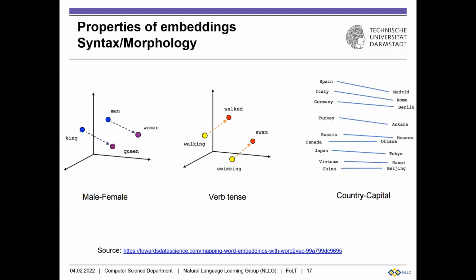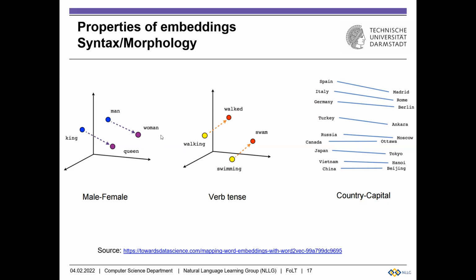We also see the properties of syntax or morphology. Let's look, for example, at verb tense. We find that words like walking and walked, which are different morphological variants of the same word, have a similar distance to each other as the words swimming and swam. And there are many cases where this is preserved. So the morphological difference between two words is preserved in the vector space.